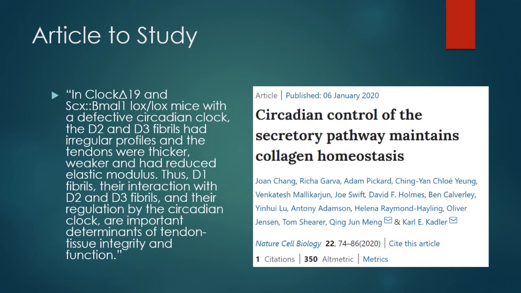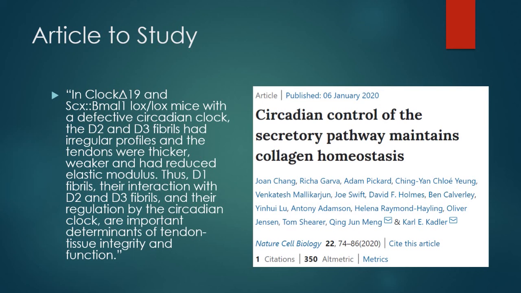So they did this experiment on mice, genetically engineered mice who've been engineered to have basically broken circadian rhythms. Your circadian clock is the internal mechanism which regulates your wake-sleep cycle and lets you know what time it is and all that kind of thing. So they took some mice who've had their circadian rhythms intentionally broken at a genetic level, and then they found that certain types of fibers, the irregular profiles in the tendons, were thicker, weaker, had reduced elastic modulus. So D1 fibrils, their interaction with D3 fibrils, and their regulation by the circadian clock are important determinants of tendon tissue integrity and function.